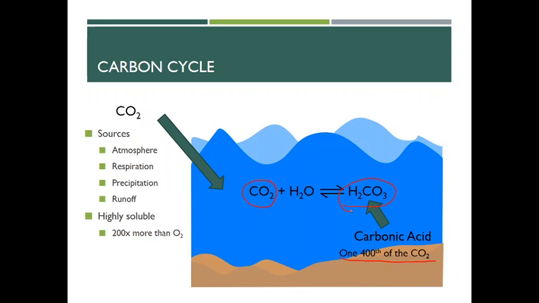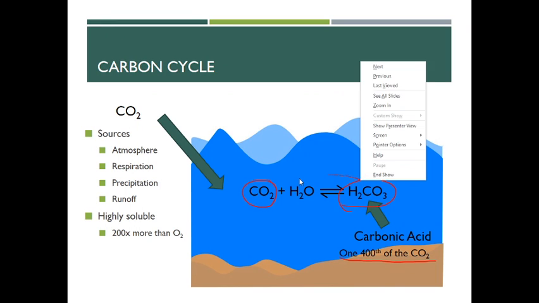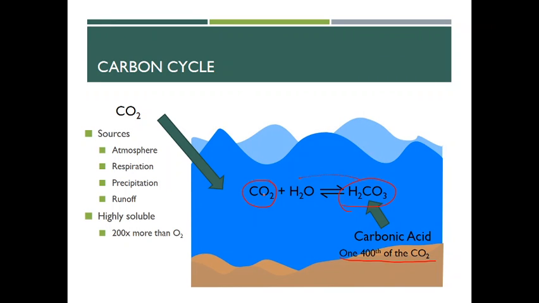So what's happening is there's plenty of CO2 that is combining with water and going to carbonic acid. But then there's also plenty of carbonic acid that is going back and turning into CO2 and water again. So what's actually happening is that the equilibrium point is such that 1 out of 400 of those CO2s turn into that carbonic acid. Okay.